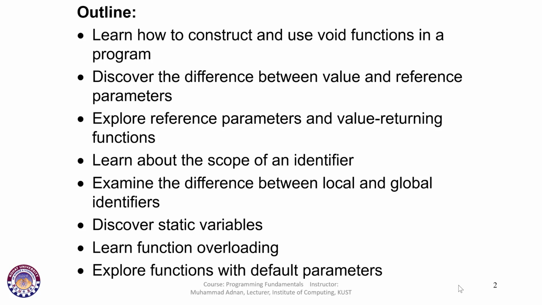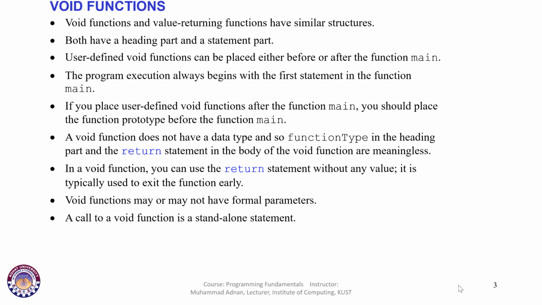We are going to learn how to construct and use void function in a program. We are going to discover the difference between value and reference parameters, explore reference parameters and value returning functions. We are going to learn about the scope of an identifier. We are going to examine the difference between the local and the global identifiers, which are very important. We will study the static variables, and then we are going to learn about function overloading. We are going to explore function with the default parameters. So with that, let us move on and first discuss void functions.